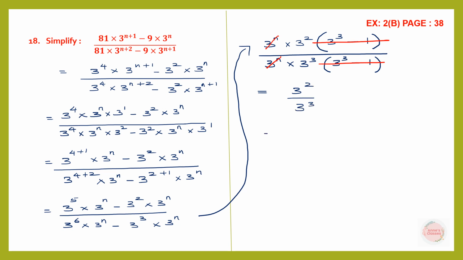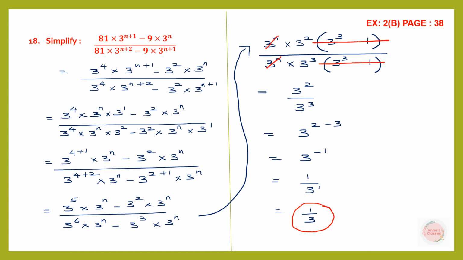Now here again, because the base is the same, we can use the law of exponents and subtract the powers. 2 minus 3, which is 3 to the power of minus 1. Now to make the power positive, we can write the reciprocal, that is 1 by 3 to the power of 1, which is 1 by 3. So this is our final answer. So this sum is a little complicated, children, but go carefully step by step and you will come to your final answer.